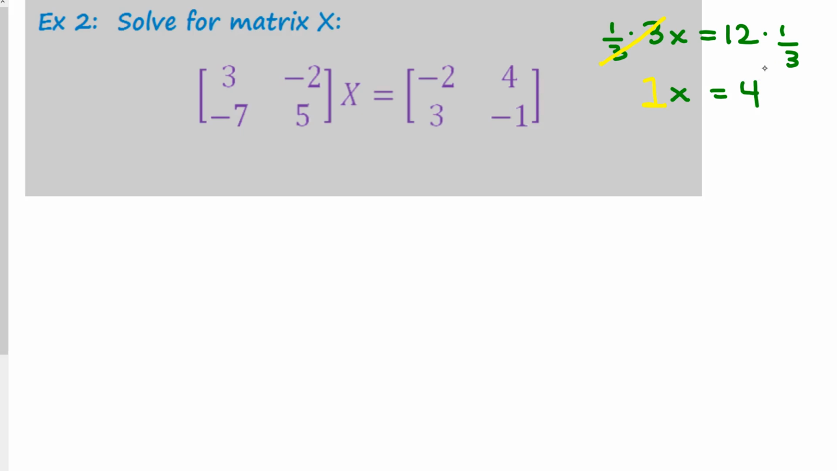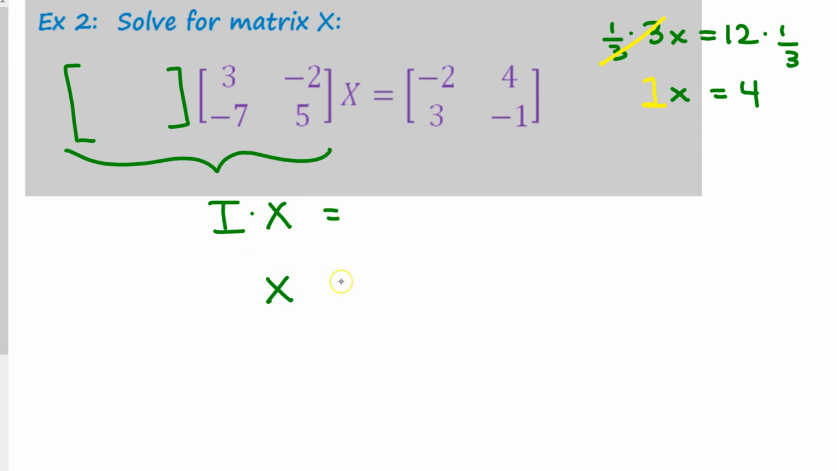So let's do something like that with matrices. So there is no matrix division. So there is no way I can just divide both sides by this matrix. Sorry, we don't have that. Instead, we need to know what I can multiply the matrix I have by so that together they give me the identity. Because the identity times X is just X.